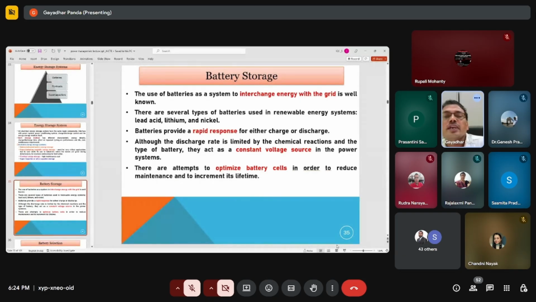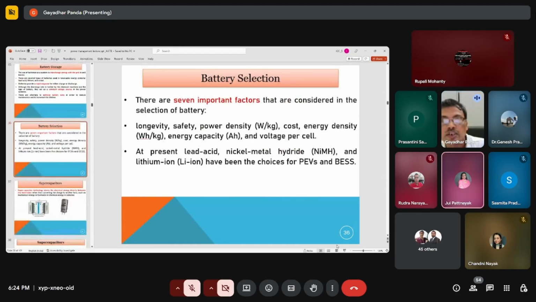The use of battery systems with the grid is well known. There are several types of batteries, and they are used for different applications. Now a lot of research is going on in battery management systems: how to minimize the cost and size, and how you can maintain the charge and lifetime, so many things. Health of the battery is also one of the factors. Depending on these parameters, you can select the size of the battery and longevity, whichever points are very important for your application. In that way, you have to select the battery.